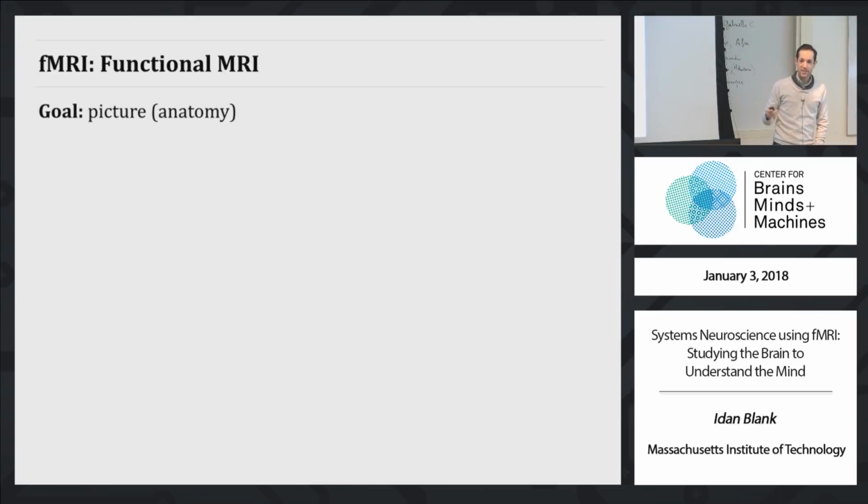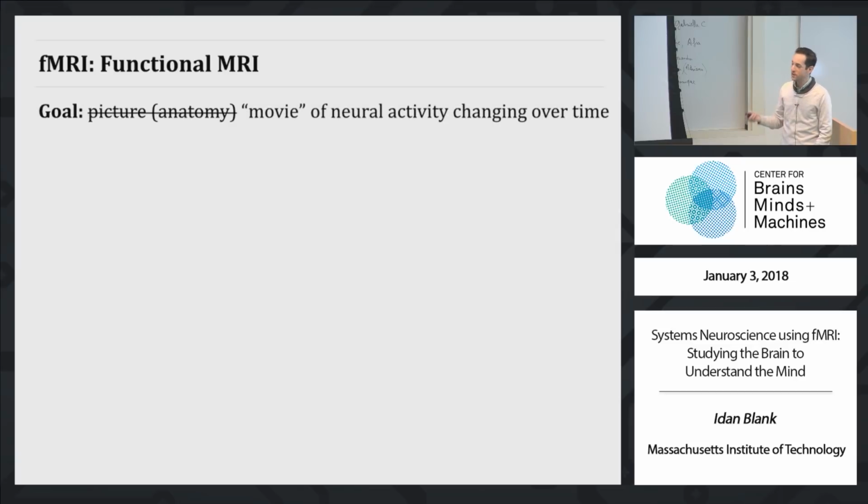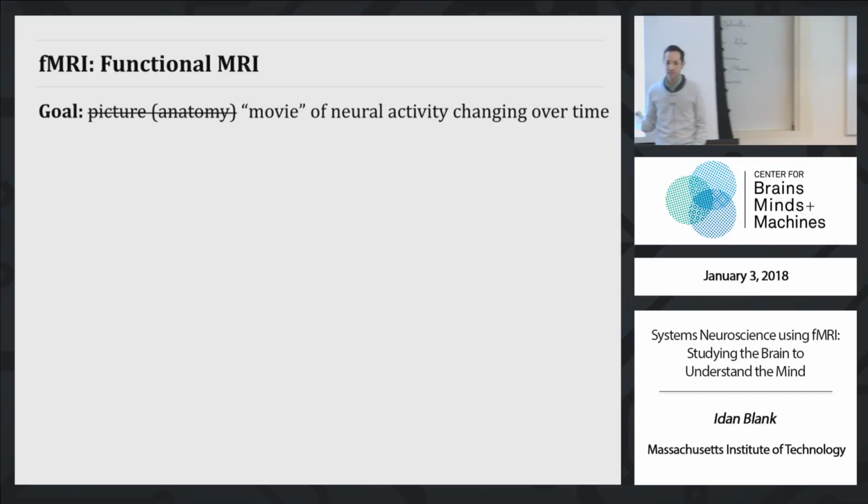Before, we wanted to just take a picture. We wanted to freeze time and see how tissues look. So get a picture of anatomy. But what we want to do with functional MRI is to get a movie. We want to see how signals or how activity changes over time. And so what functional MRI does is basically record a movie.